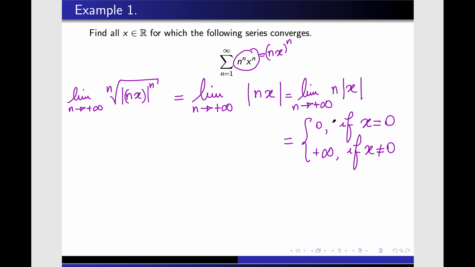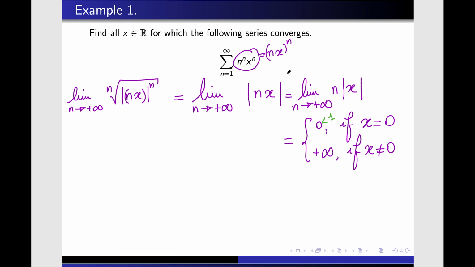What does it mean? Recall the nth root test, right? The root test: if the limit is smaller than 1, then the series is going to converge absolutely, right? So when x is 0, the answer to the limit is smaller than 1. 0 is smaller than 1, right? As such, the series is going to pass the root test, and the series is going to be absolutely convergent when x is 0.